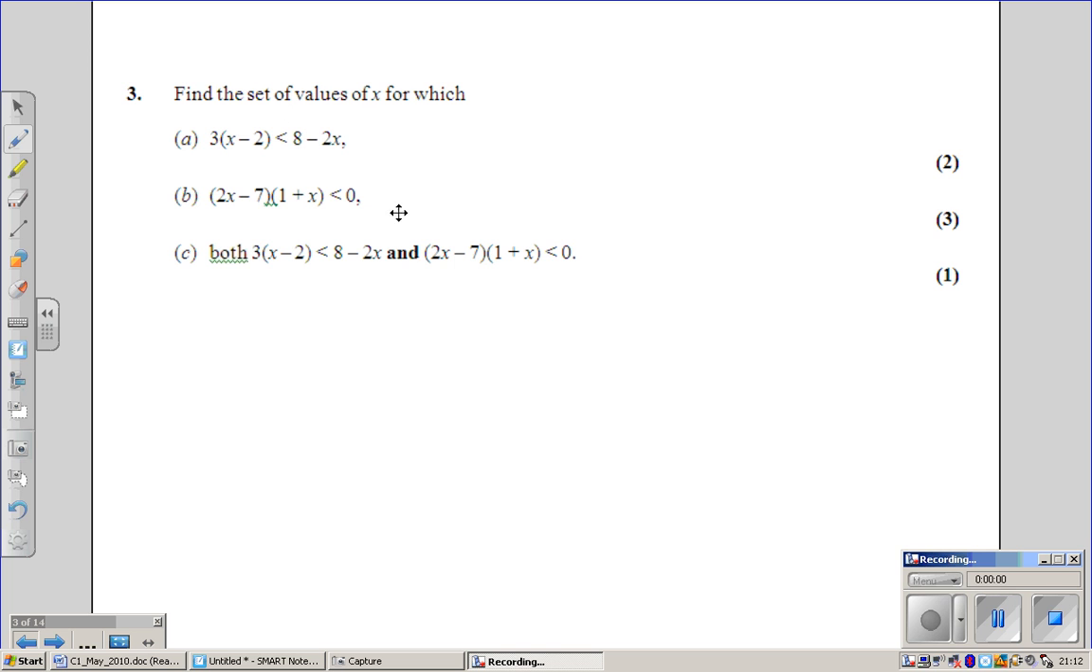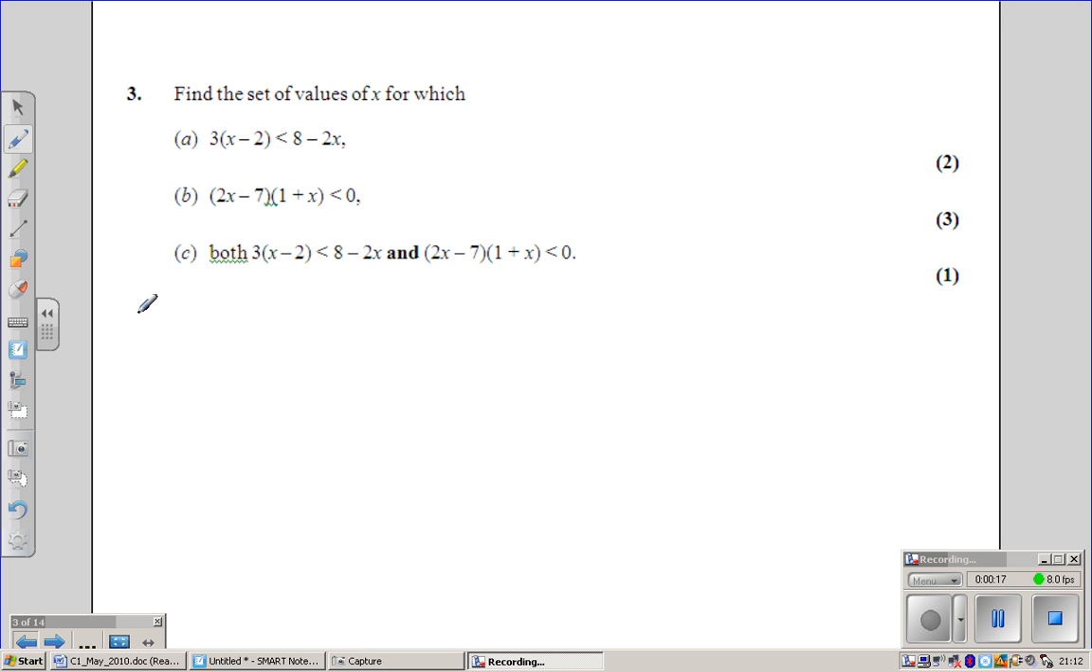And question 3 is all about the inequalities. The first one is a nice linear one, because when you multiply that all out, you'd still just get x's, you wouldn't get x squareds. So this one will be really easy. It'll just solve like an equation.